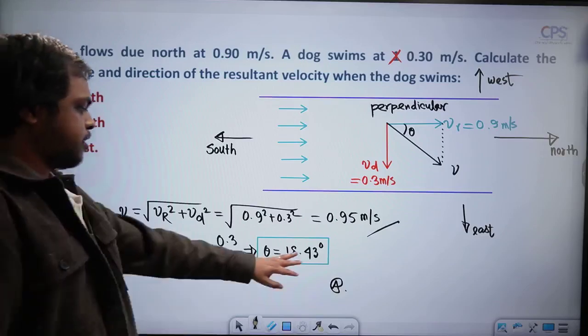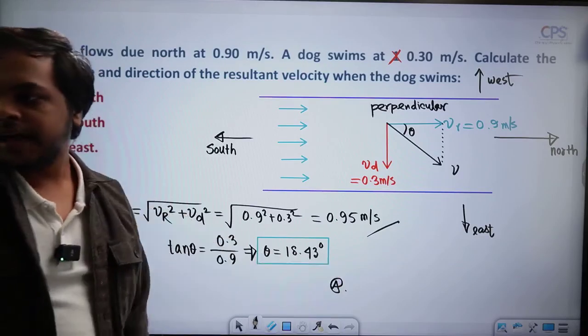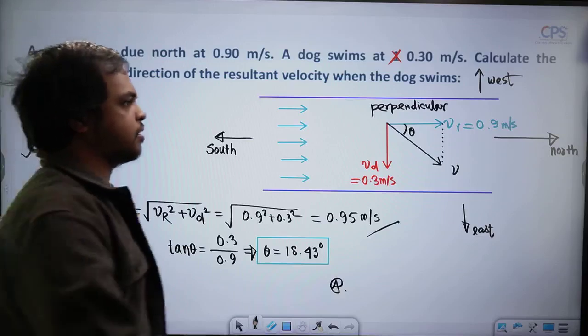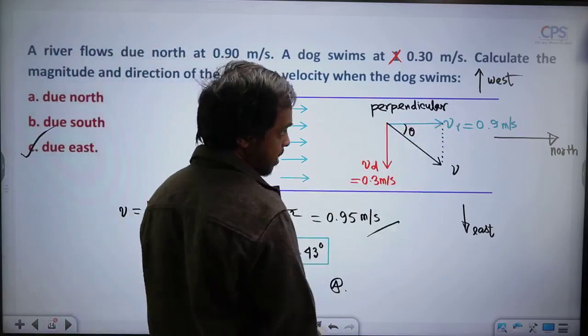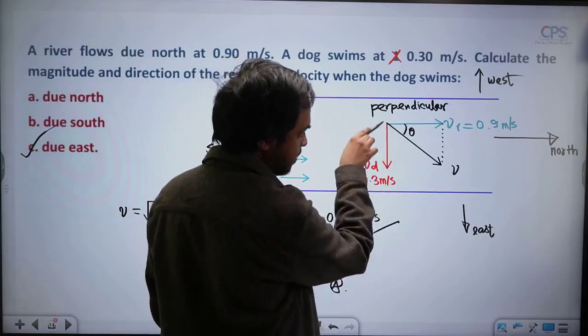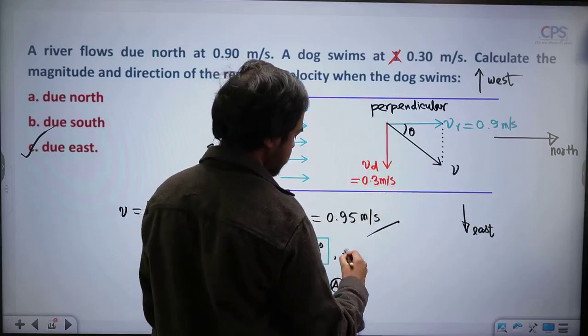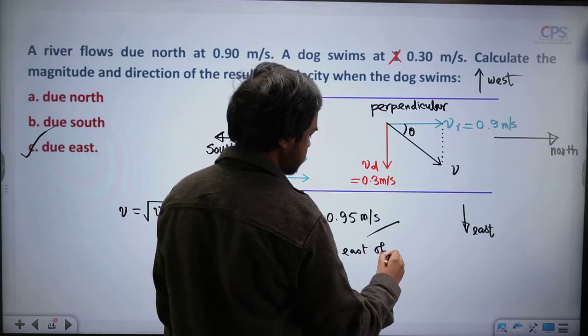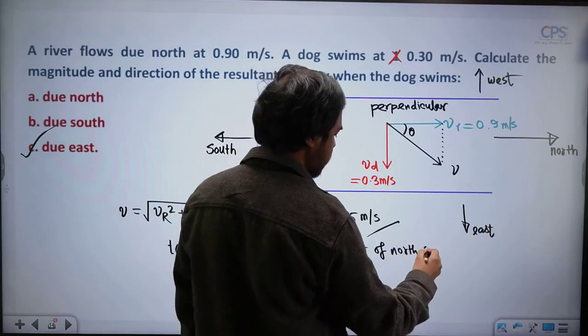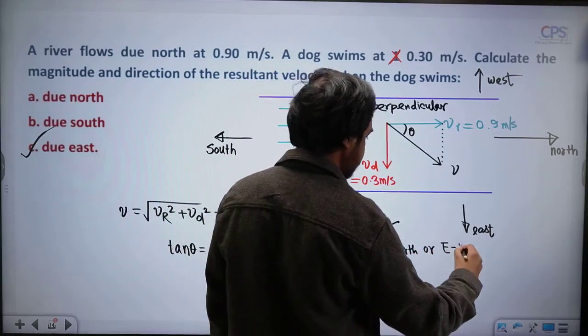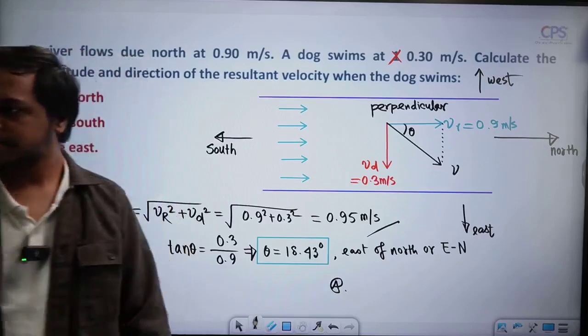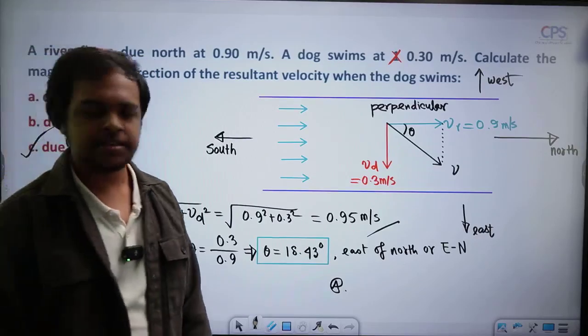Okay, you have to specify the directional thing. It is due north, but due north, due this side. So due east of north. East of north, or you can say EN, which is simply saying east of north. Okay.